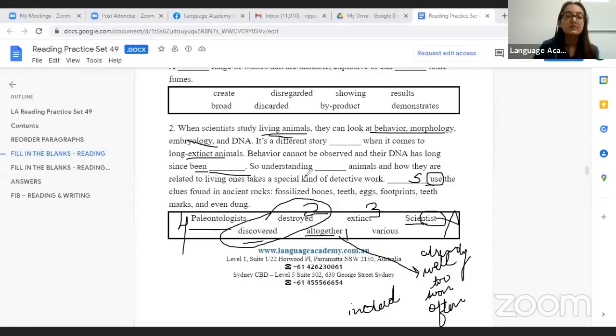And the context says we have a problem. We don't have the behavior, we don't have the DNAs because they have been destroyed. "Understanding extinct animals", again based on context. And the last one based on grammar, "use" is without S. So we need a subject, the noun with S, which was paleontologist because scientist was without S.